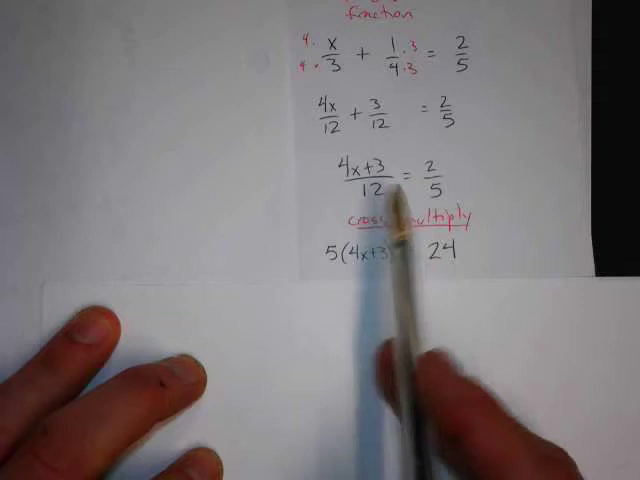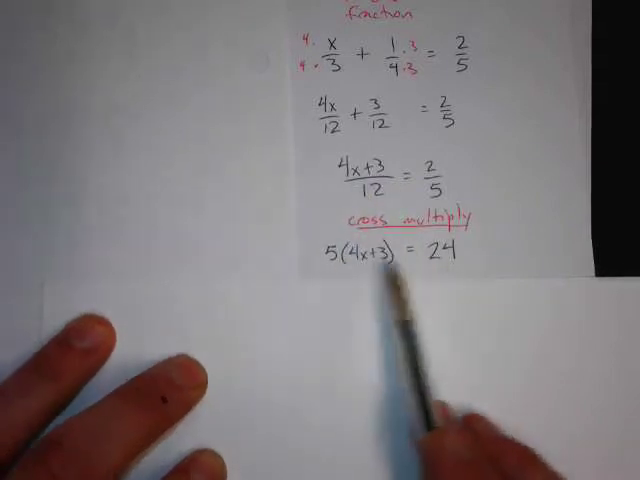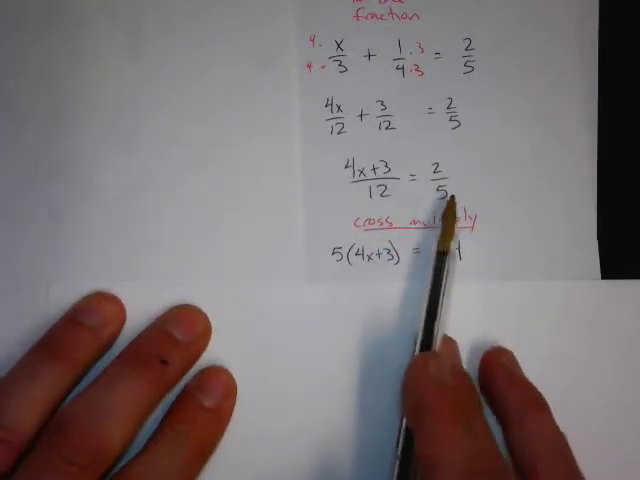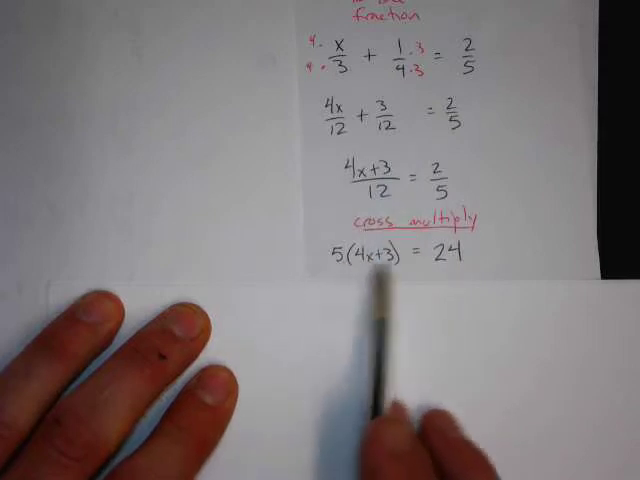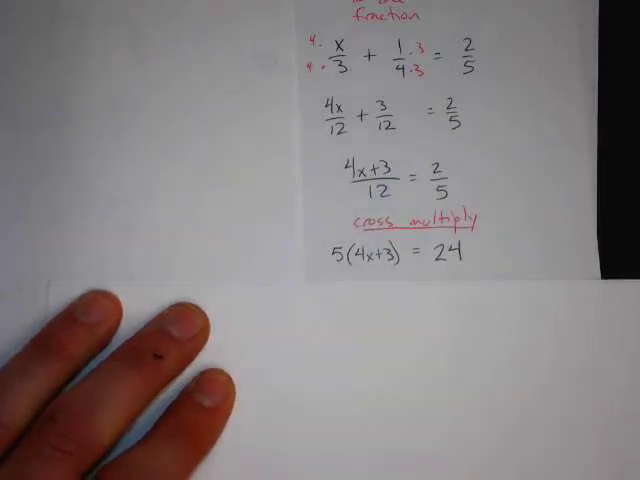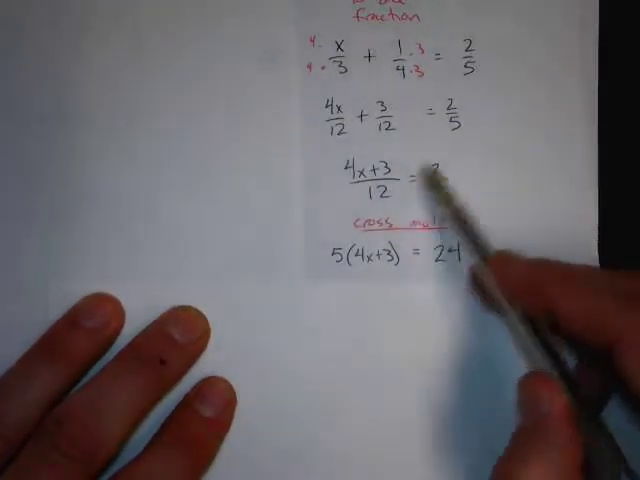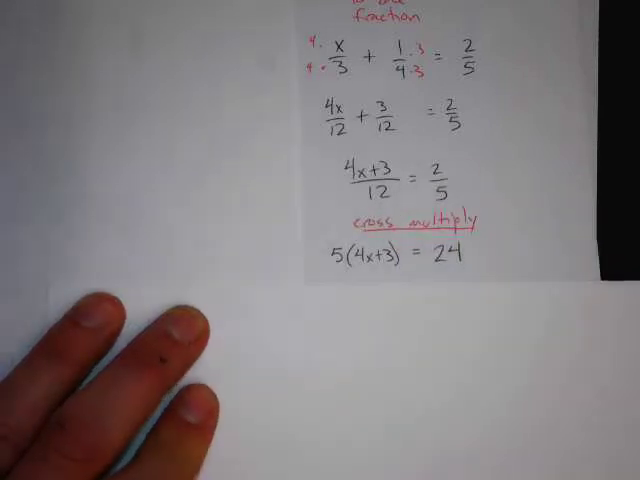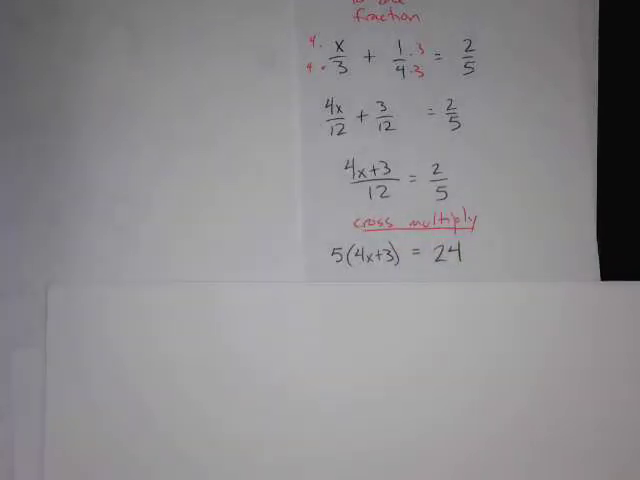So we multiply numerators and denominators in their entirety. I'm multiplying 5 times 4x plus 3. Notice how that is written, because that's going to introduce the distributive property. And I've also multiplied the 12 times the 2. So I've cross-multiplied according to that note.